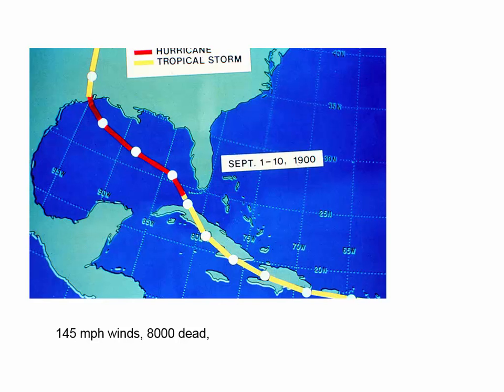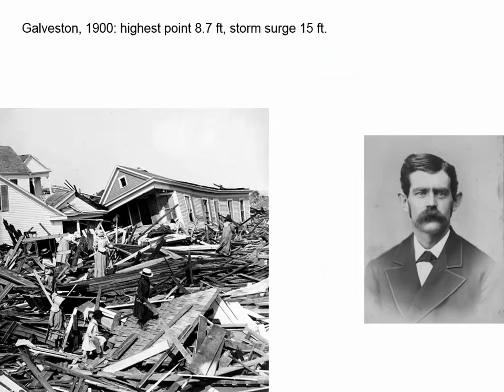But in the case of Galveston, this was a big storm that caused 145-mile-an-hour winds, and ultimately there were 8,000 people who were killed, mostly from drowning. You can see some of the wreckage that was caused in Galveston, and actually one of my ancestors lived in Galveston at the time, and after this big storm he moved to California, so I sort of have a direct interest in the storm.